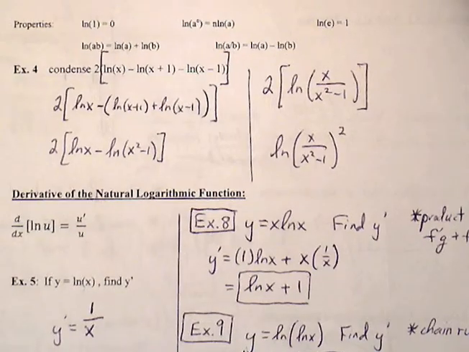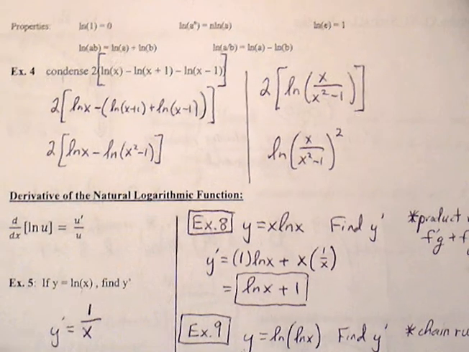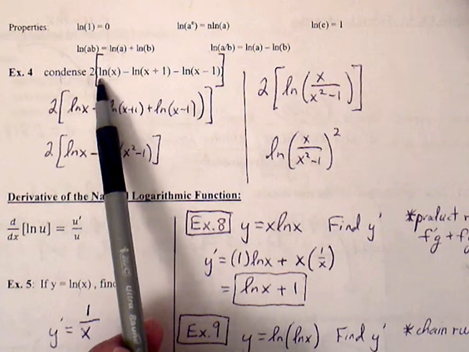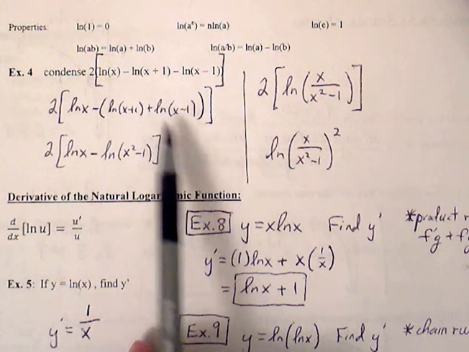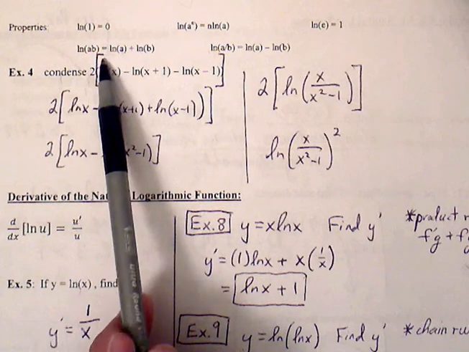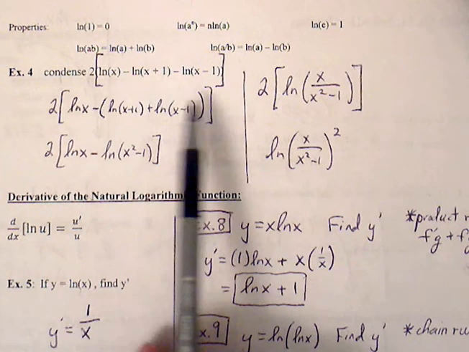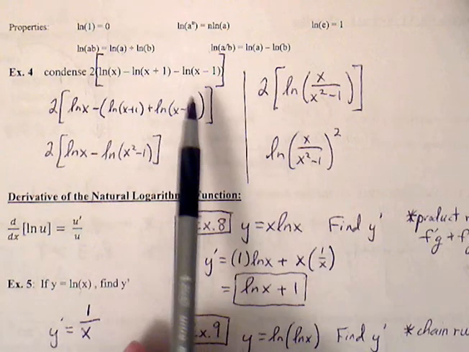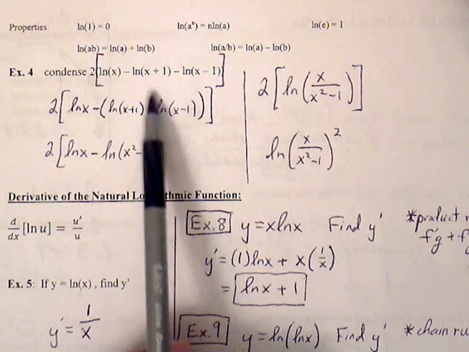All right, continuing with notes from chapter 5.1, example 4, condensing. So condensing, we are taking these separate log terms and trying to write them as one log expression. So condense 2 bracket ln of x minus ln of x plus 1 minus ln of x minus 1. I'm going to rewrite this to make it a little easier to see what properties we need to follow.